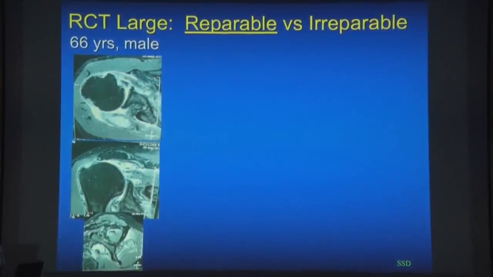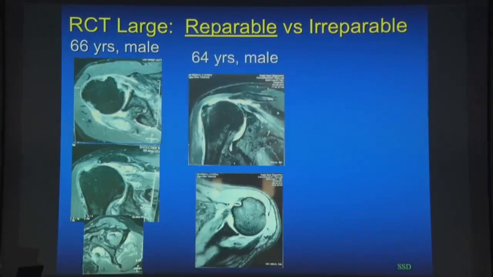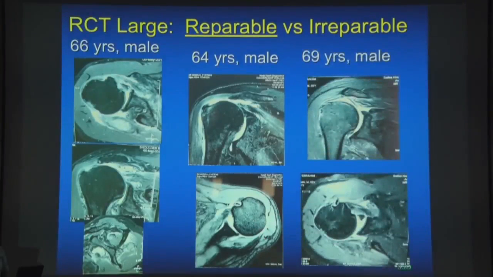So just look at example 1, 66-year-old male. The MRI picture looks very terrible. If you look there, infra is gone, supra is gone. Another example, 64-year-old male. Look at the tendon tissue there on the upper cut, the coronal cut, and lower down you see again an infra tear. Example 3, 69-year-old male, very large rotator cuff tear, again involving the supra and infra.